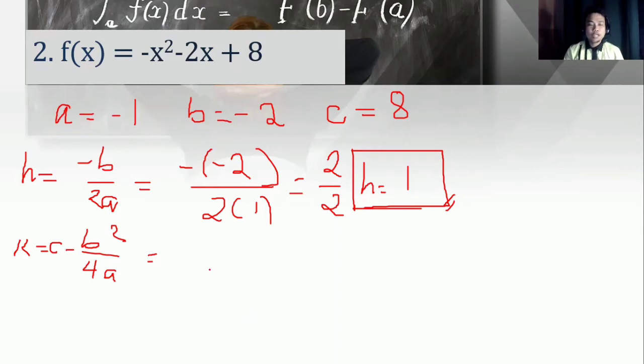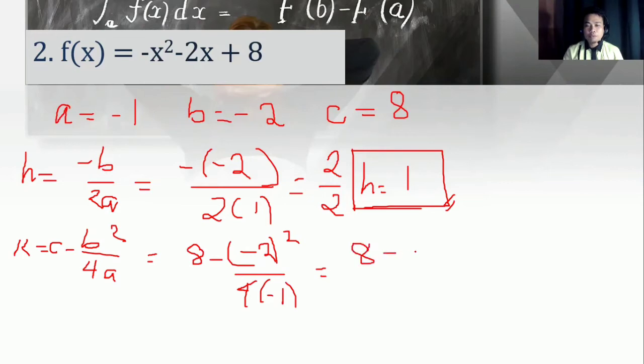Then, substitute the given values of a, b, and c to the given formula. c is equal to 8, minus b squared, so negative 2 squared, all over 4 times negative 1. Then, simplify. So, negative 2 times negative 2 or negative 2 squared, we have positive 4 all over negative 4. So, from this, 4 divides negative 4, the answer is negative 1.